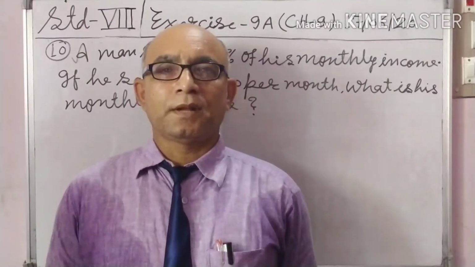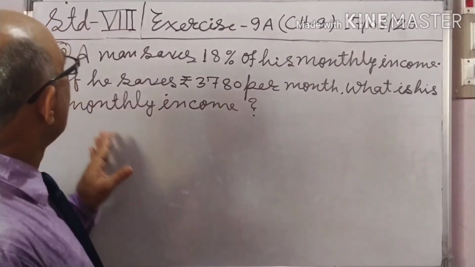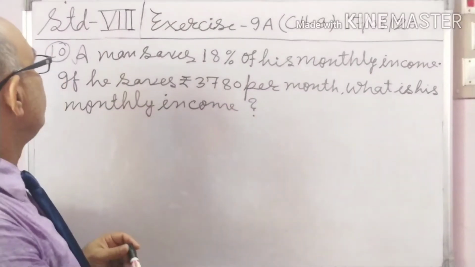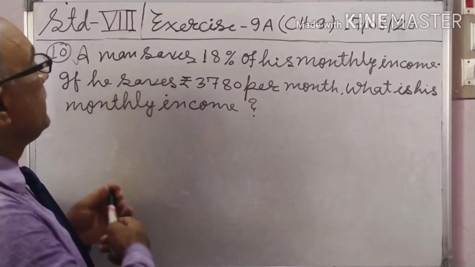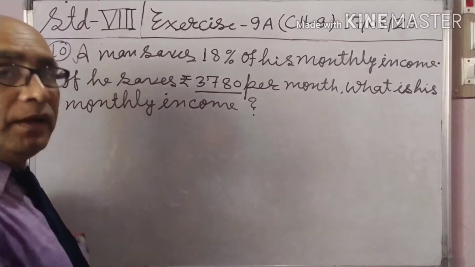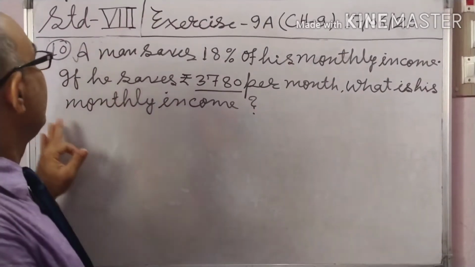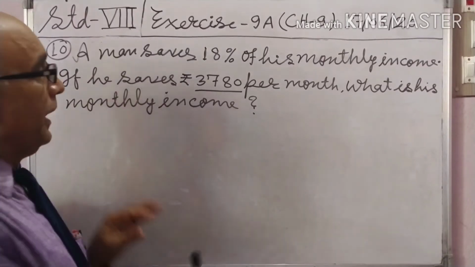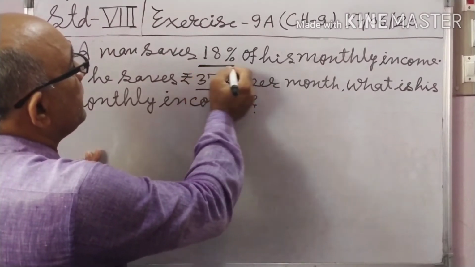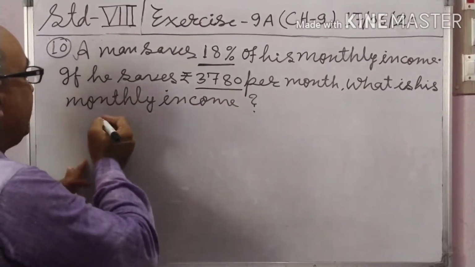Write it. Students, next question is question number 10. It's written on this board. A man saves 18% of his monthly income. If he saves rupees 3,780 per month, what is his monthly income? We have to find here the monthly income of a man. And the man saves how many percent? Then 18%. 18% equal to 3,780.